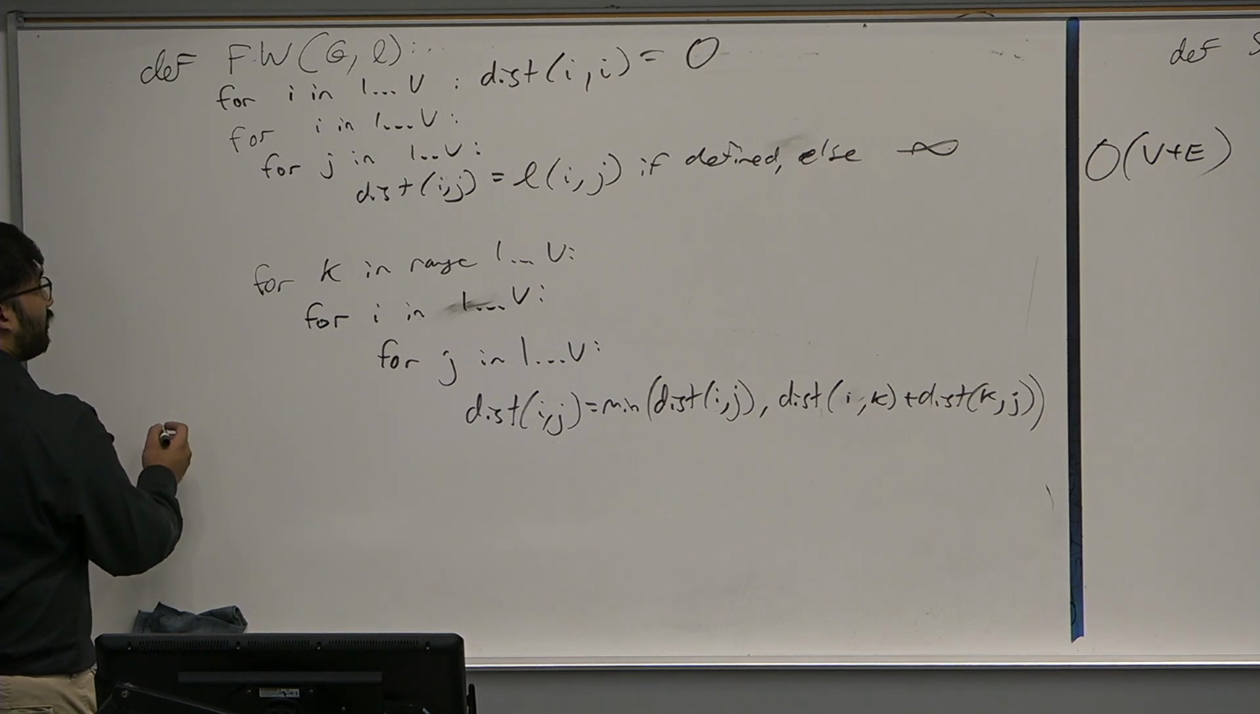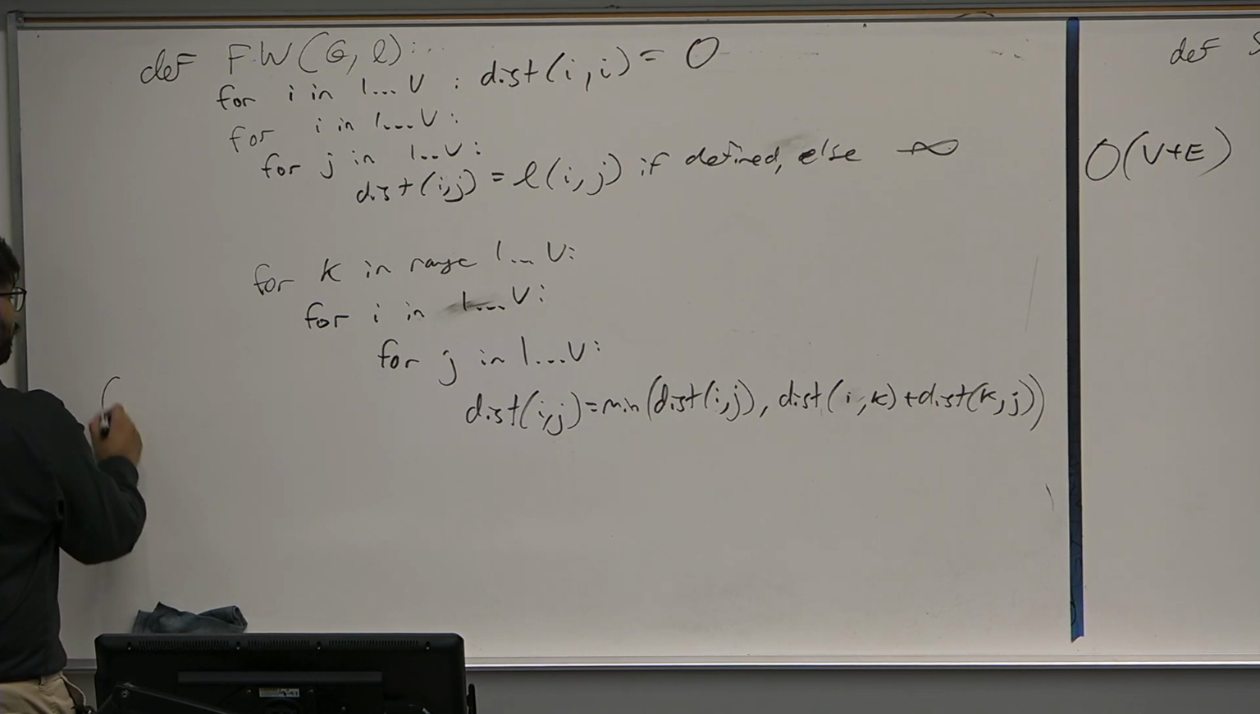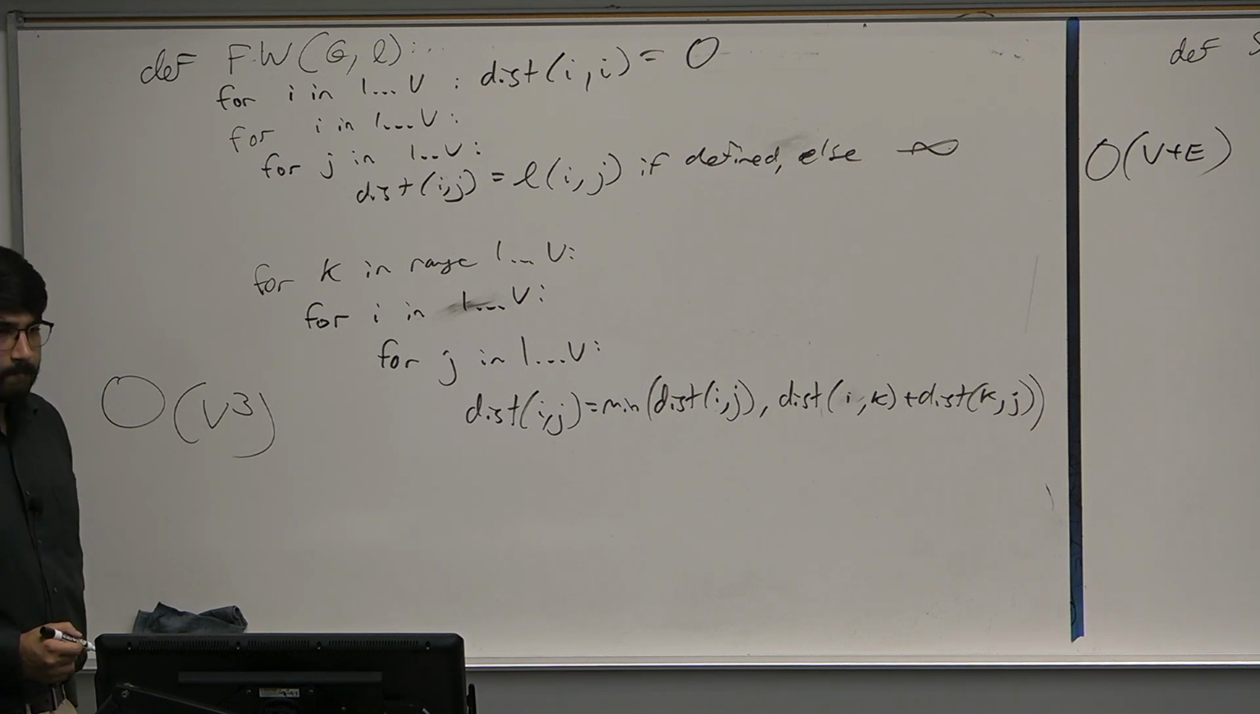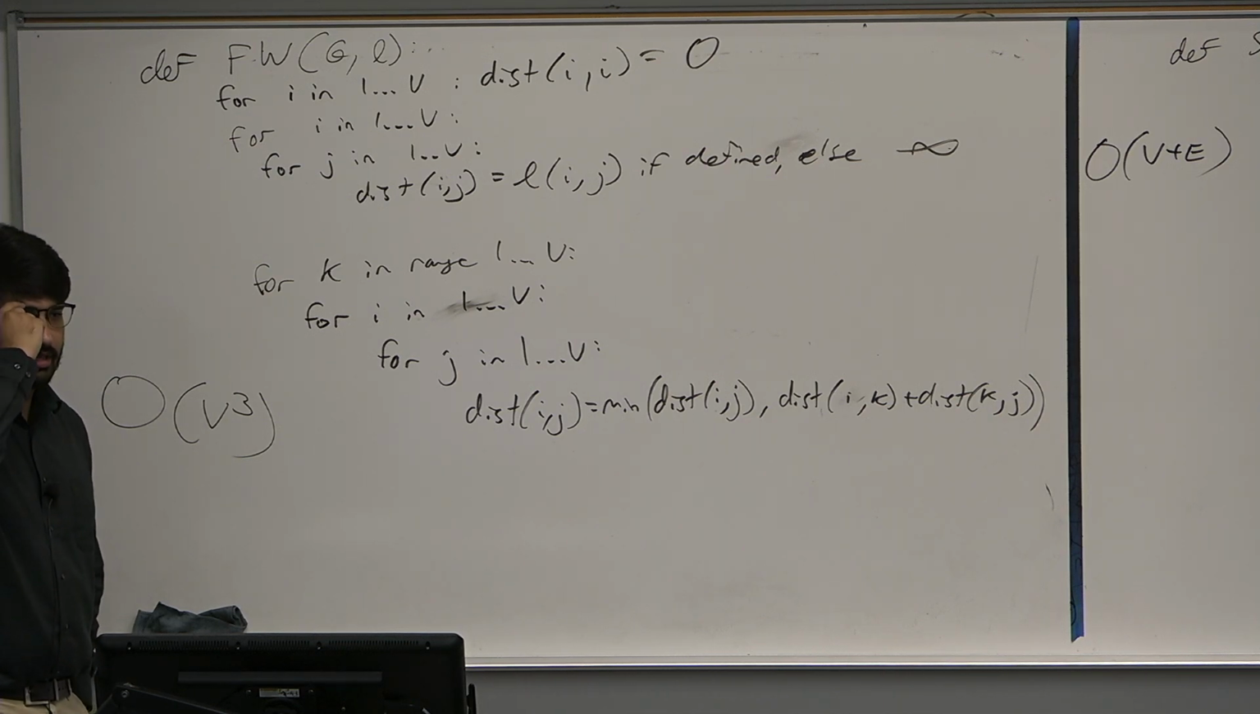And again, the main cost here is three nested for loops of v, so this is going to run in O of v cubed time, 3D, right? Questions on the correctness, questions on the runtime before we run through an implementation? Yes?